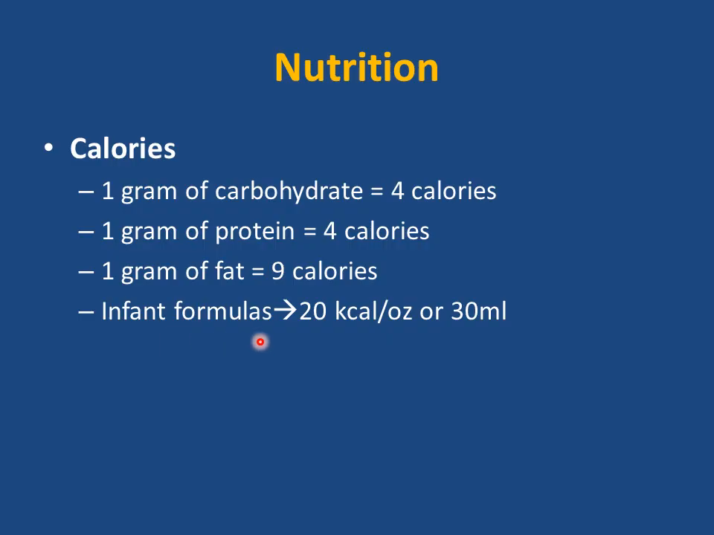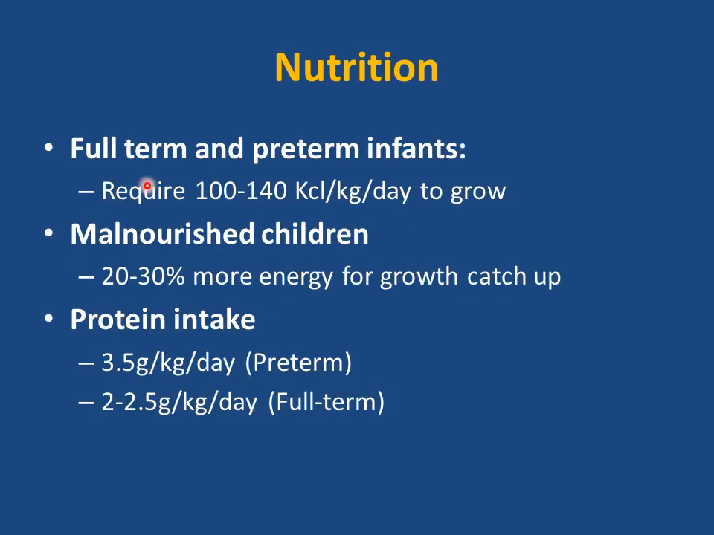Infant formulas, each 30 milliliter or 1 ounce will give you 20 calories. Full-term and preterm infants require 100 to 140 calories per kilo per day in order for them to grow. Malnourished children require more energy. They require 20 to 30% more energy in order for them to catch up in their growth.